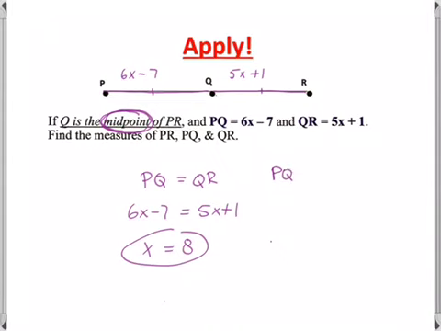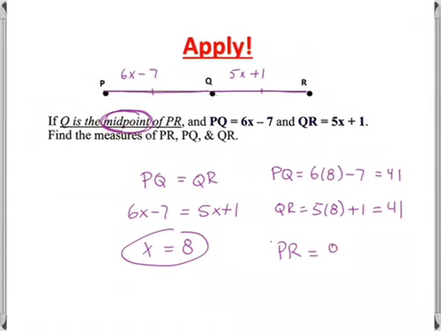Let's start with PQ. We've got 6 times 8 minus 7, which gives me 41. For QR, we'll take 5 times 8 plus 1, which gives me 41 as well. And then to find PR, I can add the 2 segments together, and I get 82. So the length of PQ is 41, QR is 41, and PR is 82.